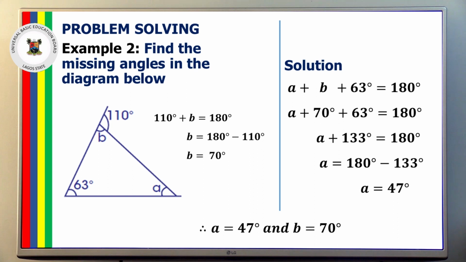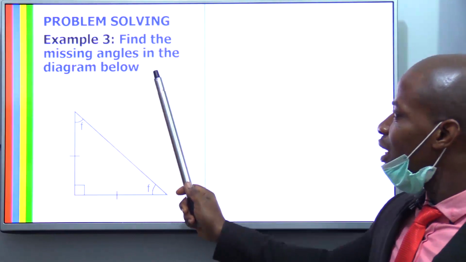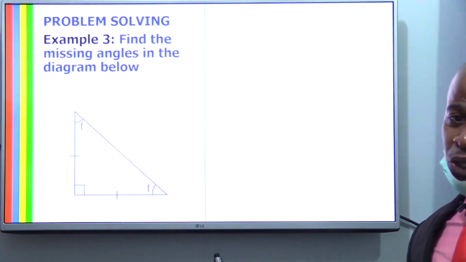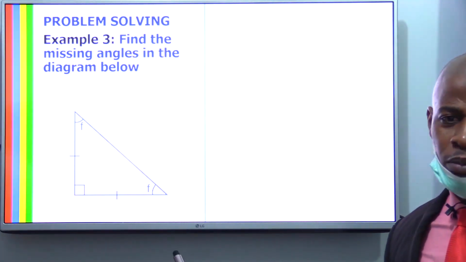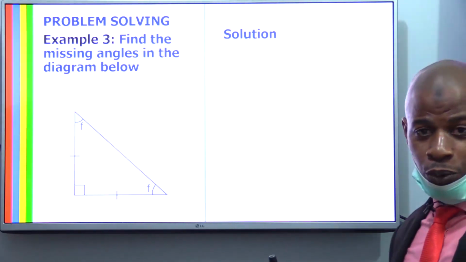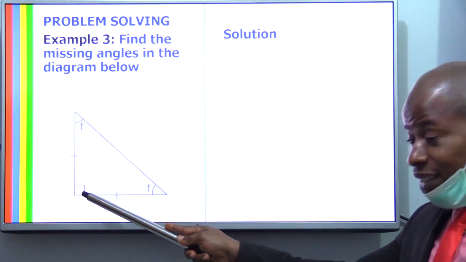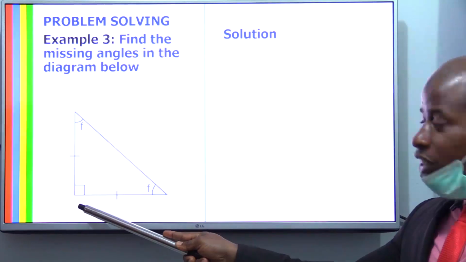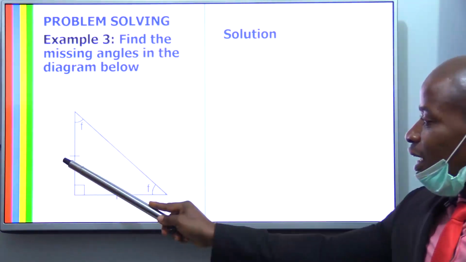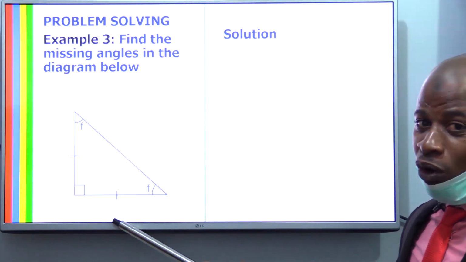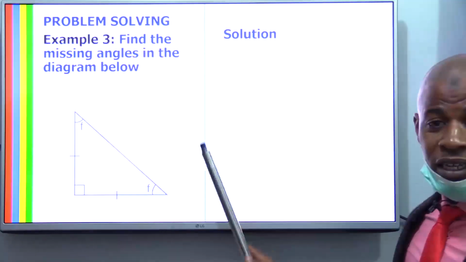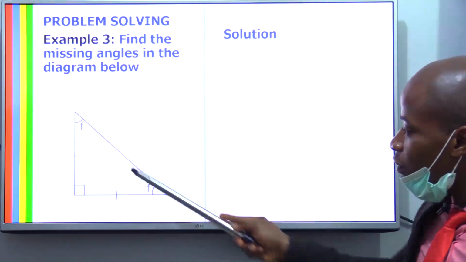A final example, the problem says find the missing angles, and there are no numbers. This is looking very strange, but it's a very simple problem for a mathematician like you. I'll show you the way. What do we know? We know that this angle is 90 degrees. What else do we know? We know that these two sides are equal. And if these two sides are equal, these two angles are equal. And it has been written for us, F and F.